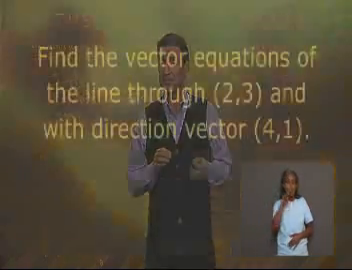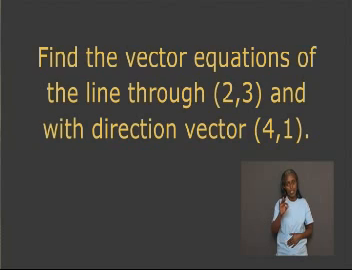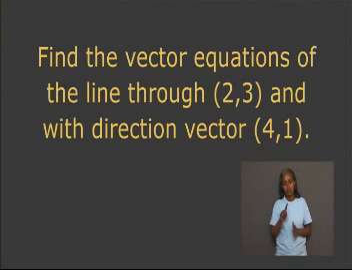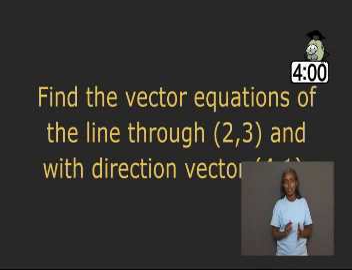Do you think that you can determine a parametric line equation for yourselves? Pair up with the same partner as before. Please find the parametric equation of the line through 2 and 3, and with direction vector 4 and 1. You may begin. Students, let's get ready. Begin.